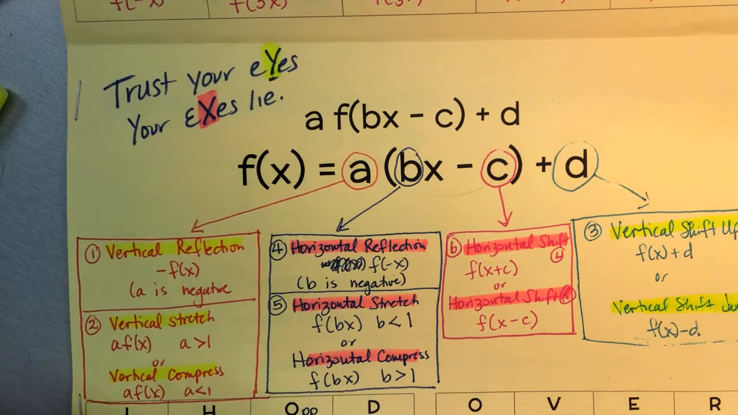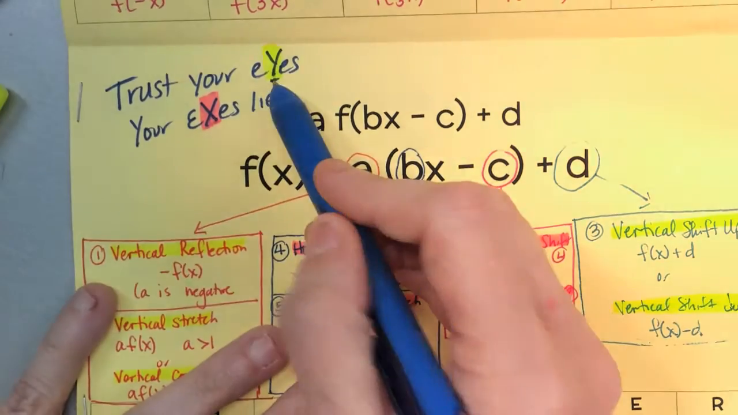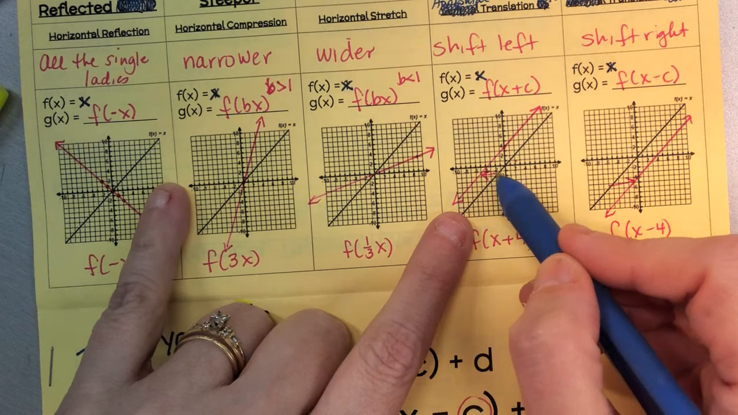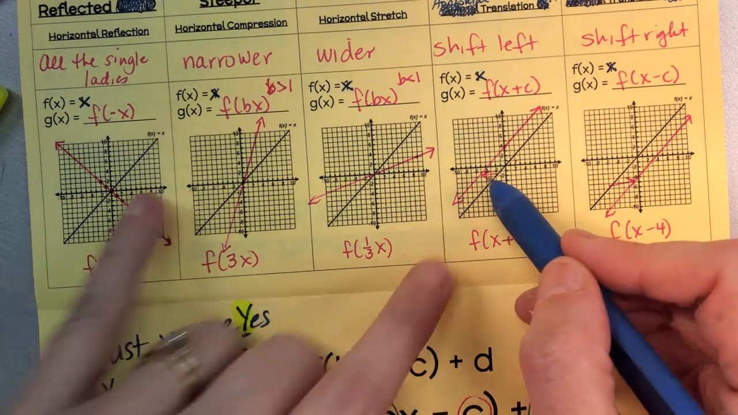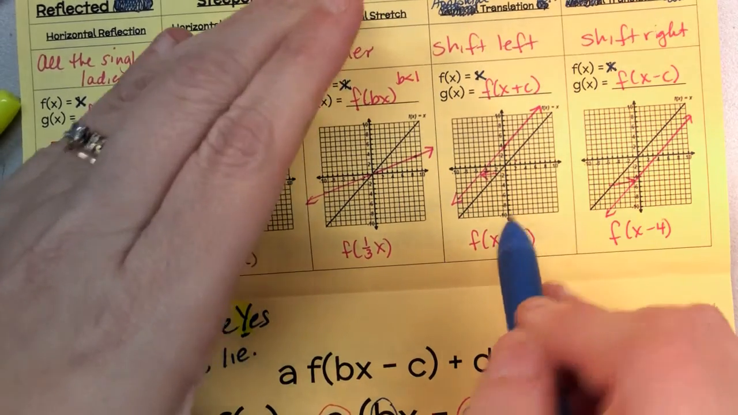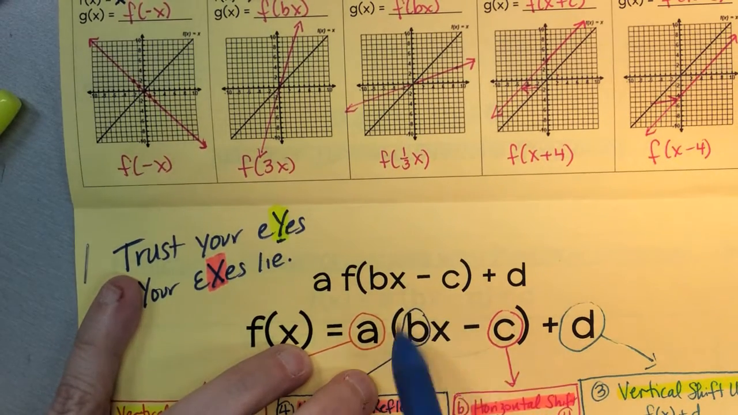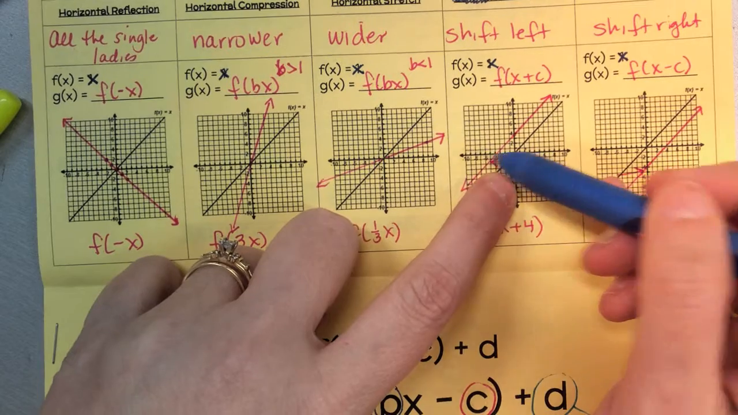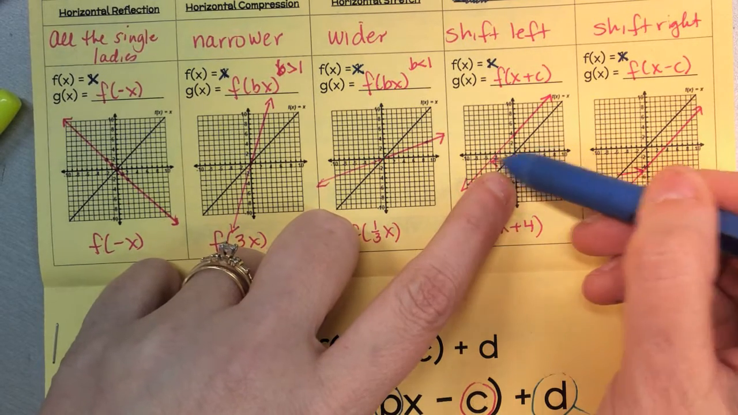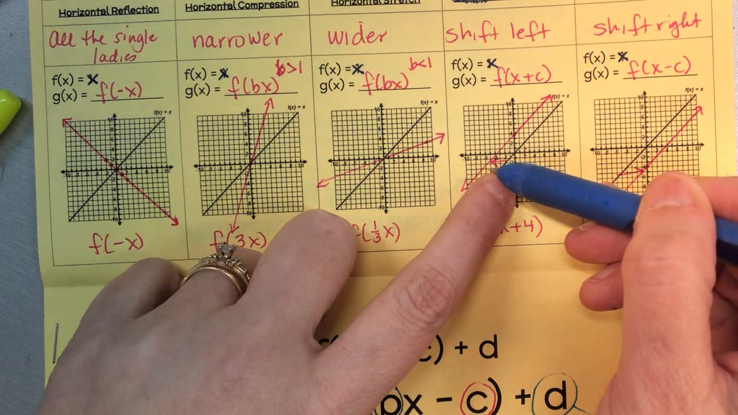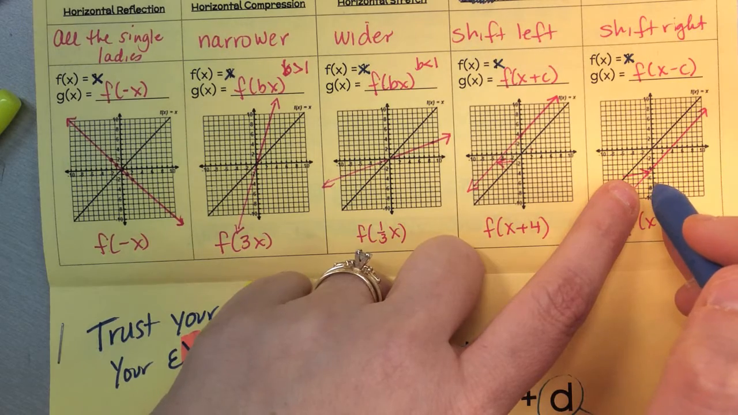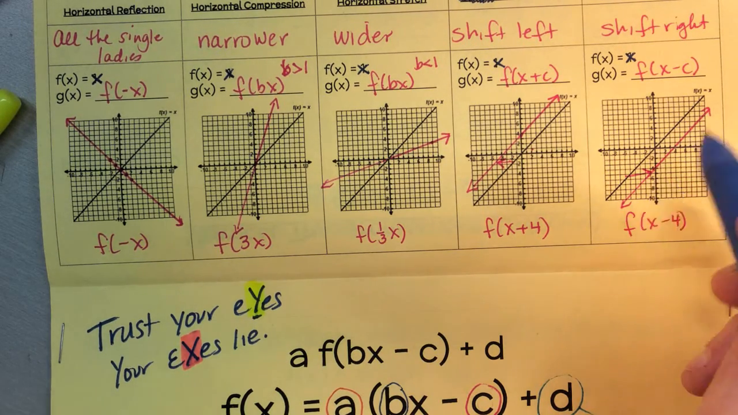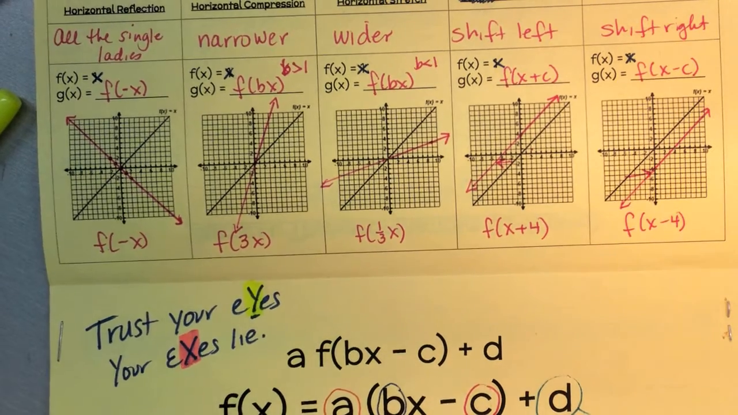Not only do I trust my Ys, I also trust my eyes. So if I look at this graph and I see it going left 4, then it went left 4. This is what I don't trust. This lies to me, but my eyes tell me the truth. Whether it's going left or right, up or down, if I see it going left, then it went left. If I see it going right, then it went right. I trust my eyes. My exes lie. That's your 2 possible ways to learn this.